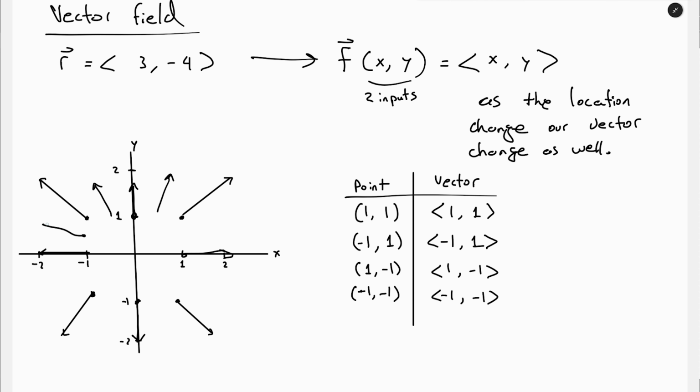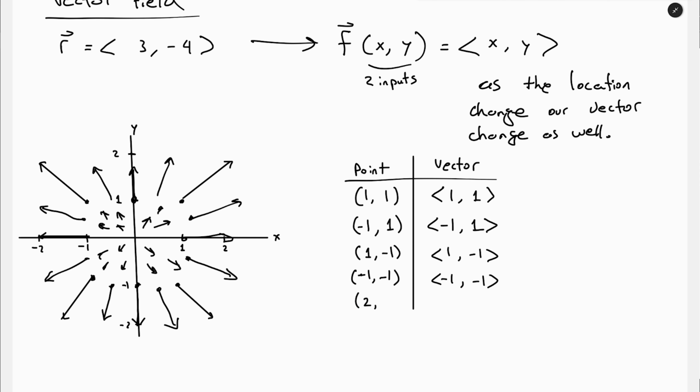If we plot this more and more, infinitely many points, we get this. More and more. But I want to point out something to you. The size is changing, as you can see. So let me plot a point at (2, 2). So now our vector is (2, 2).